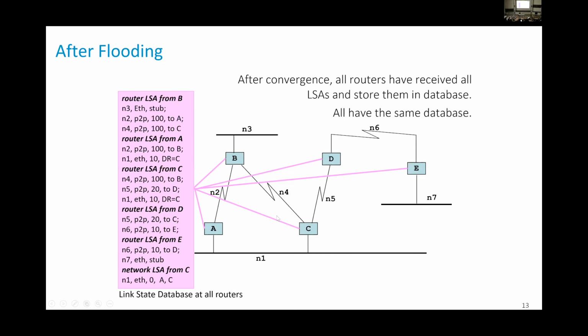There's a small subtlety here. If you see here, B is saying, I am connected to A and to C, but what does C say? C says, I am connected to B via N4. This is this line. I am connected to D via N5, but for N1, it simply says, I am connected to N1. It is not saying I'm connected to A.